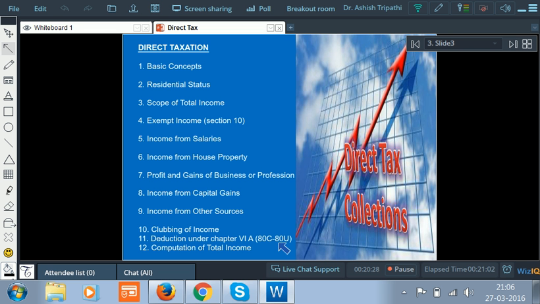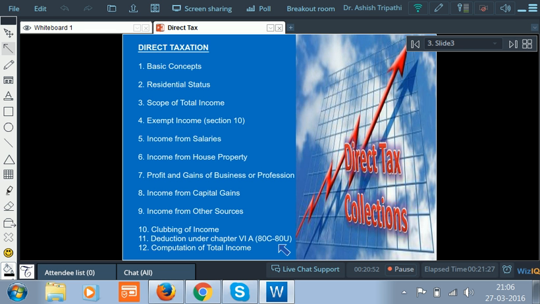Subtract your investments, that is your premium on LIC, housing loan EMI which you are paying, tuition fees of your children, medical insurance policy, all those things you subtract. Whatever amount you get, that becomes your net taxable income. So the calculation of this is nothing but your computation of total income. This is how we compute the total income.